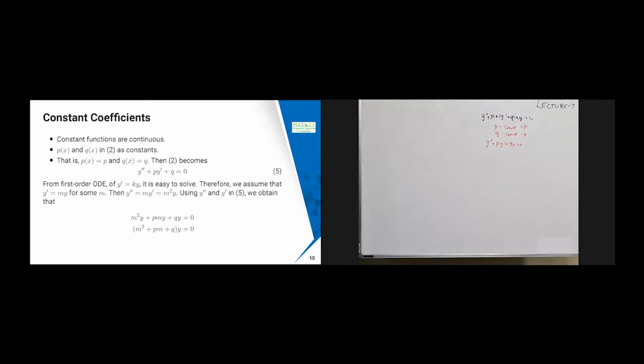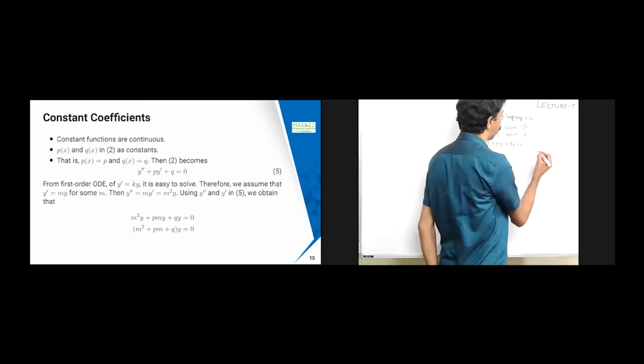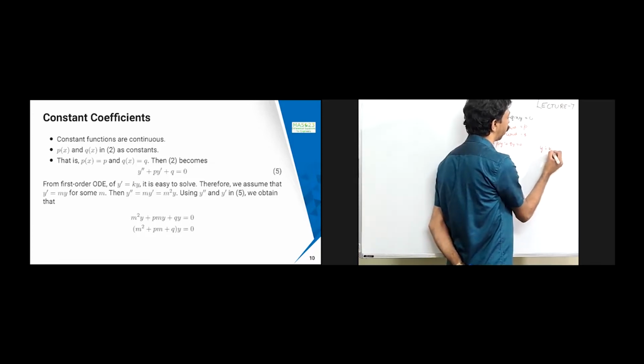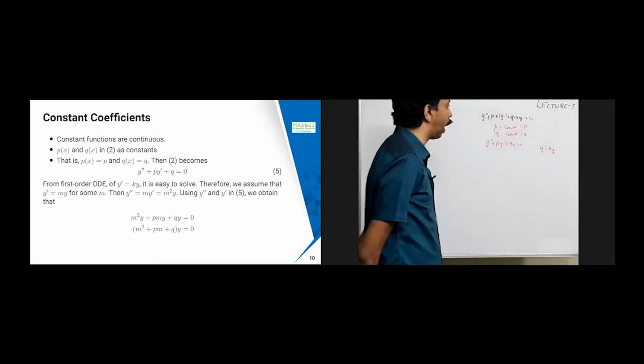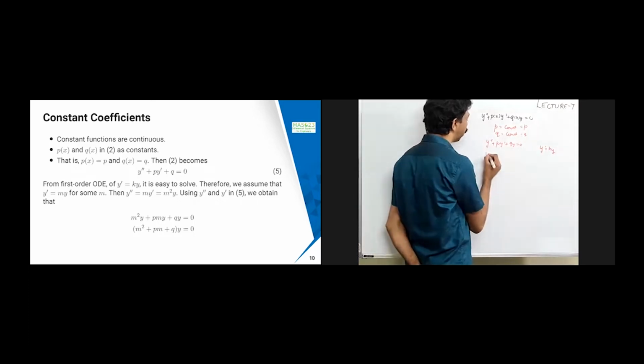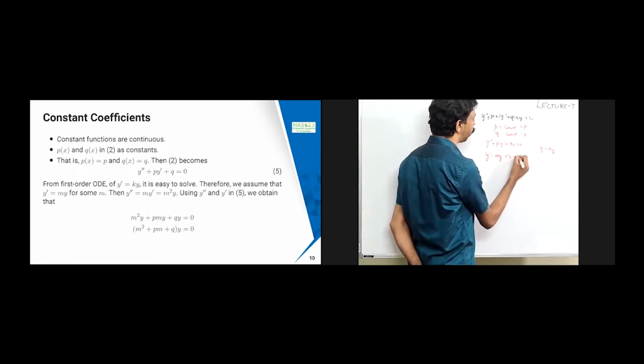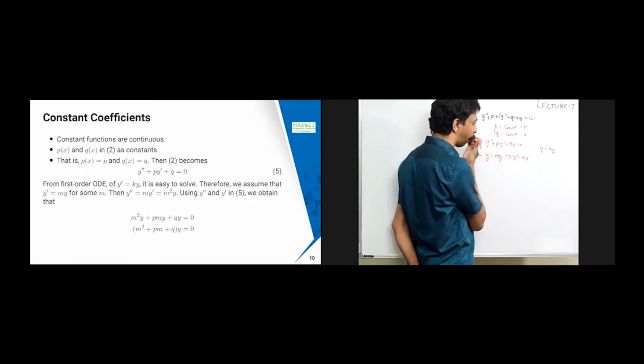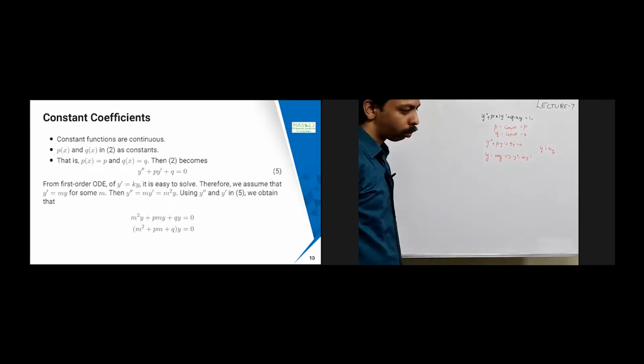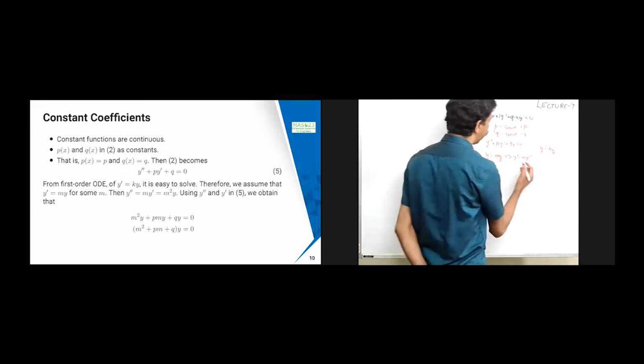Now suppose I know the first order ODE. In first order ODE, suppose it is of this form, y dash equal to ky. I am just trying to find if y dash can be in this format, what we can do. Suppose y dash equal to ky is there, it is easy to solve. Therefore, I am going to assume y dash equal to my. Then that implies y double dash is going to become m y dash.